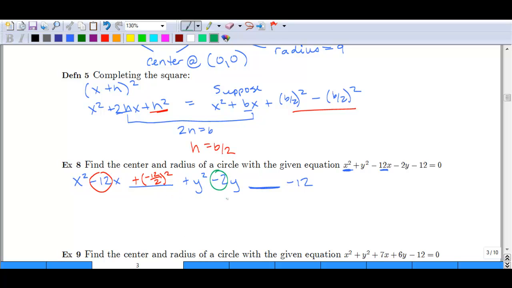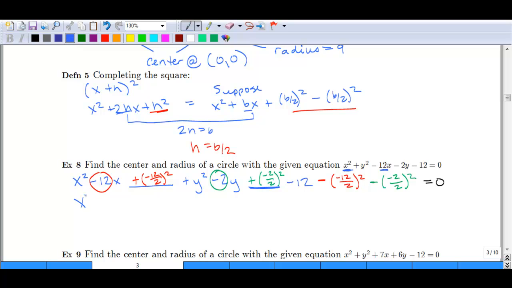Similarly for y, this is going to be plus negative 2 over 2 squared. And obviously we're going to simplify things a little bit. Since we added negative 12 over 2 squared, we're going to subtract negative 12 over 2 squared. And since we added negative 2 over 2 squared, we are also going to subtract negative 2 over 2 squared. And this is still all just equal to 0.